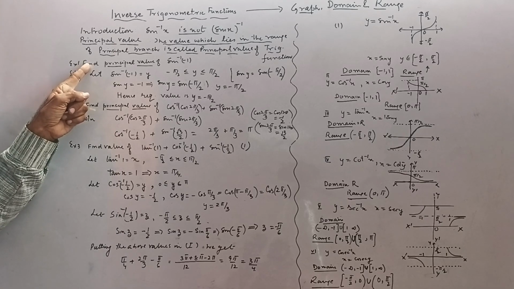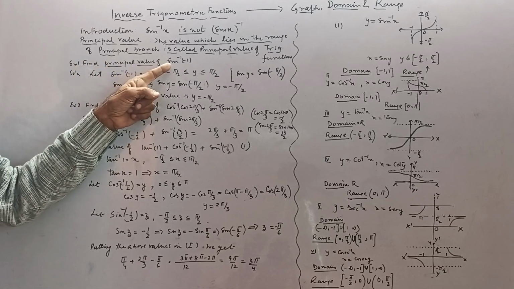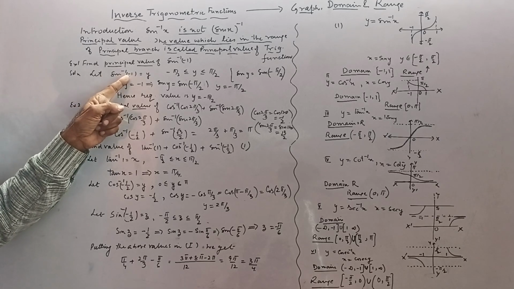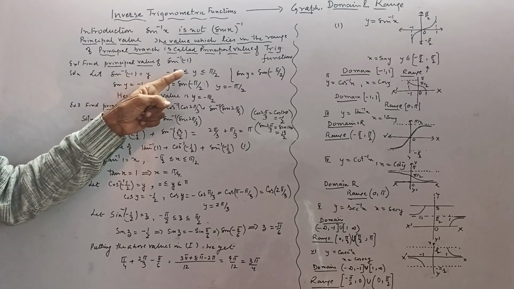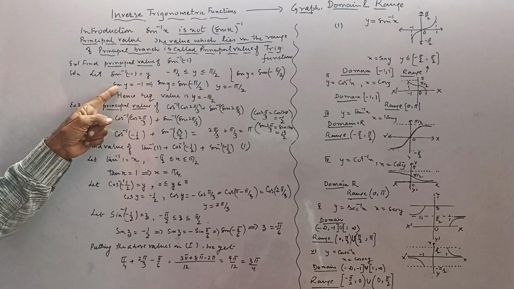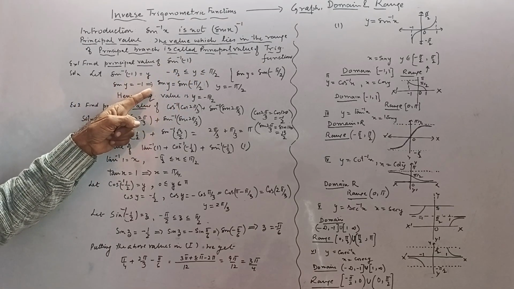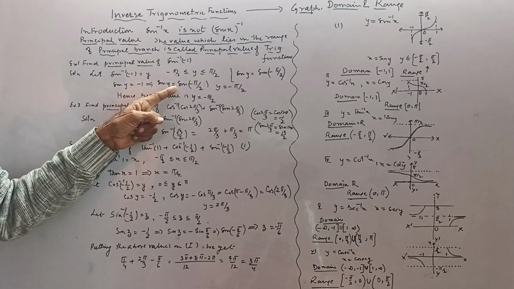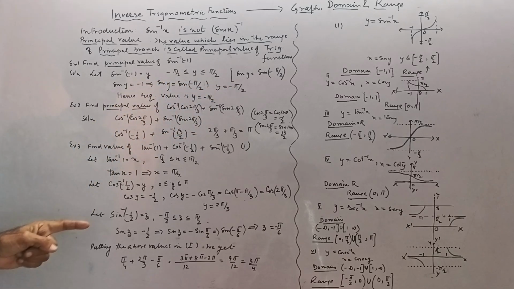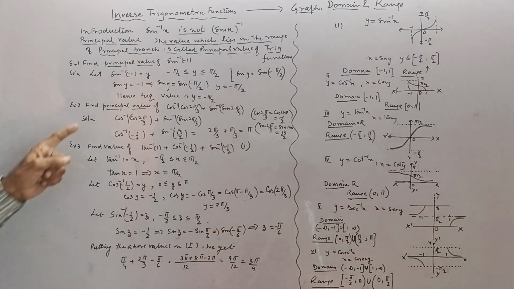Example 1. Find principal value of sine inverse minus 1. Let sine inverse minus 1 is equal to y, minus pi by 2 less than equal to y less than equal to pi by 2. Sine y is equal to minus 1 implies sine y is equal to sine minus pi by 2. Y is equal to minus pi by 2 is the required answer.